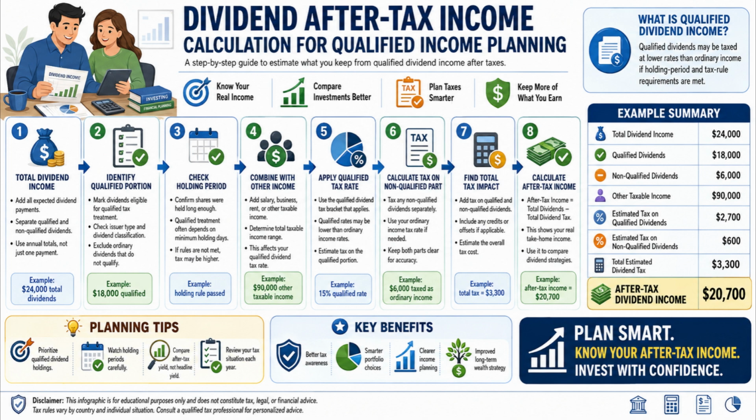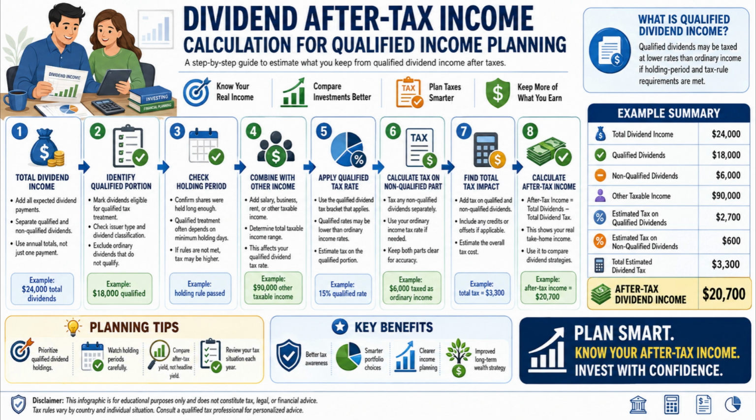Qualified dividends may be taxed at a lower rate than ordinary income, depending on your tax bracket and local tax rules. For example, if the qualified dividend rate is 15%, then the tax on $18,000 of qualified dividends may be estimated at $2,700. At the same time, calculate the tax on the non-qualified portion separately. Non-qualified dividends are often taxed like ordinary income, so they may face a different and sometimes higher rate. For example, if $6,000 is treated as ordinary income and the estimated tax is $600, then this must be added to the qualified dividend tax amount.